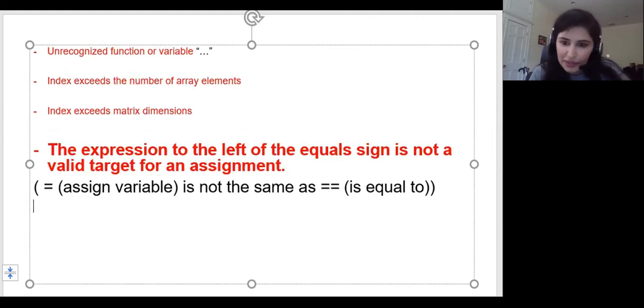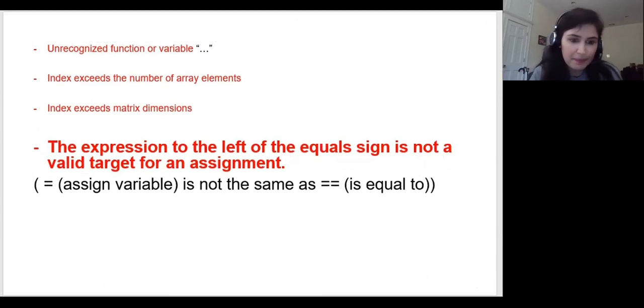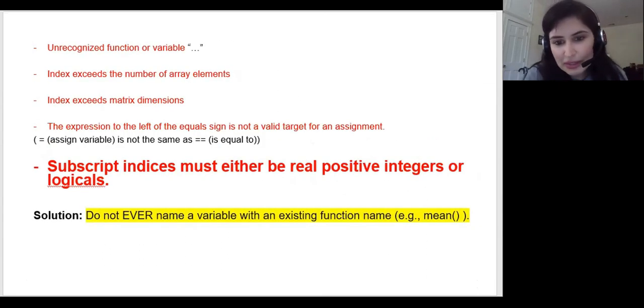But we did that, so you already know this stuff. But sometimes it can just slip your mind, and you might use this equal instead of the double equal or vice versa. Then we have: subscript indices must either be real positive integers or logicals. It's kind of weird, this error, because you really should know what it means. Otherwise, it really feels cryptic.